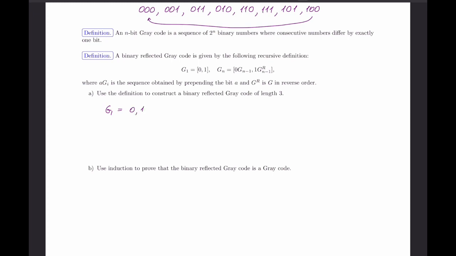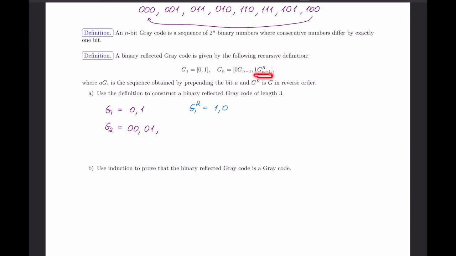And because I'm going to be reversing it, let me write down the reversed one right away so I don't have to think about what it is. The reversed one literally means this code, but read in the opposite direction. So 1, 0. Excellent. So how can I construct G2? So this says I take the previous code, which is 0, 1, and I append 0 to the front of it. Okay, so I've taken this, and now I have to put 0 in the front. So 0, 0, and then 0, 1.